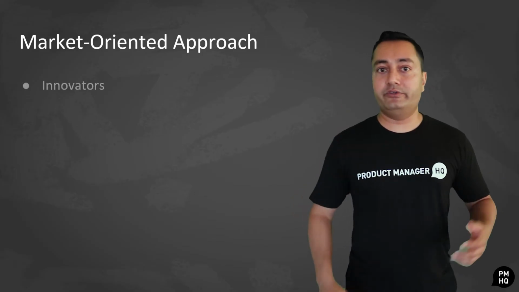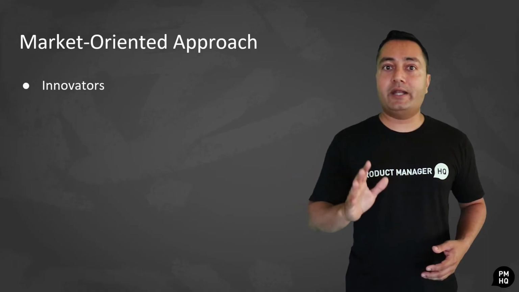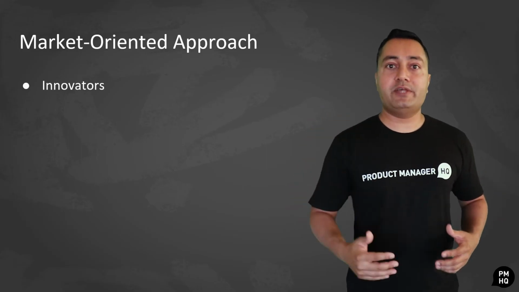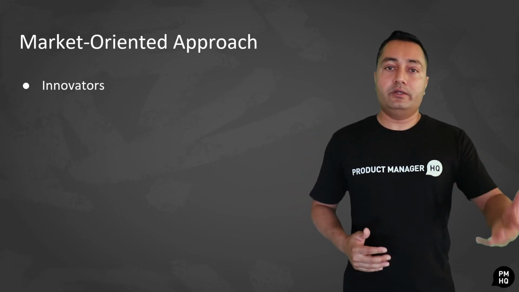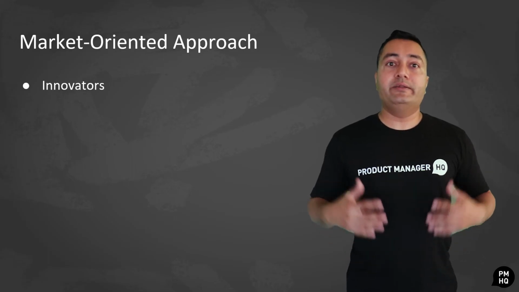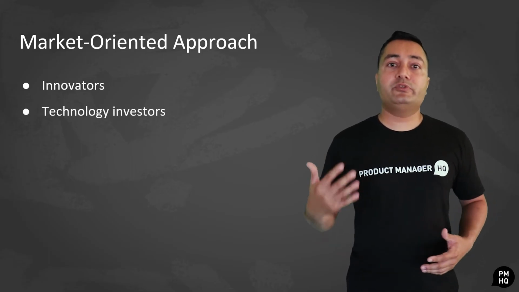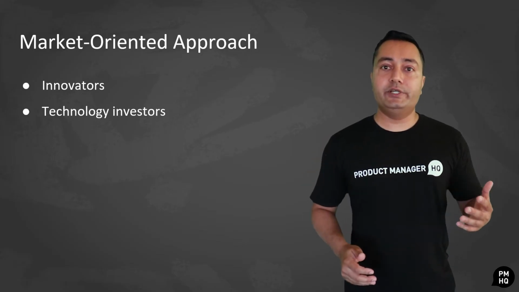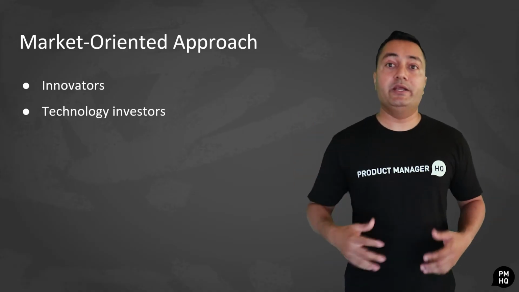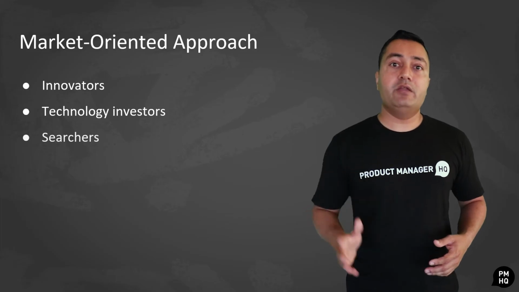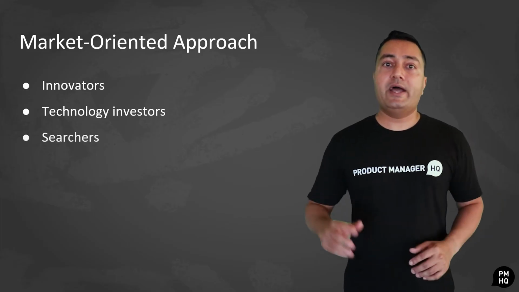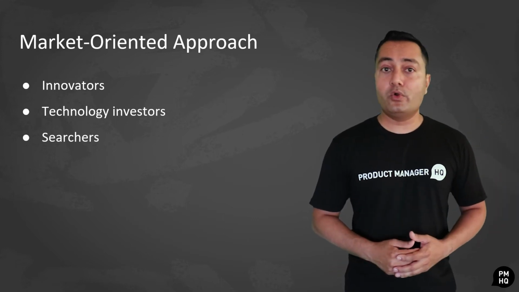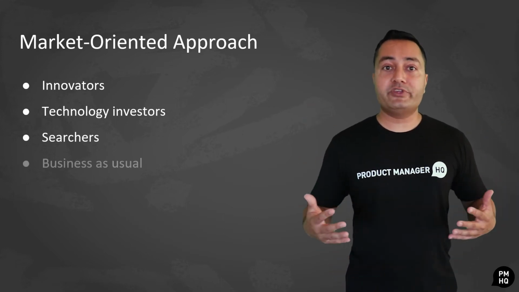Number one, innovators. Here, the strategy is all about the resources you have to build new technologies that can be used in the current market. Number two, technology investors. This type of strategy requires you to get new technology that you can leverage in your product. Number three, searchers. This strategy involves using existing products and looking to find ways in which they can be used in an unexplored market. Number four, business as usual.